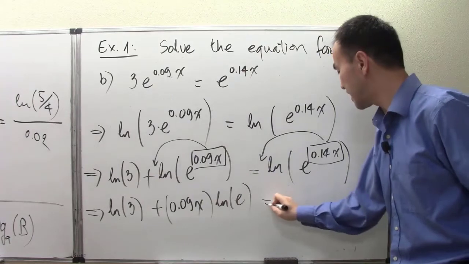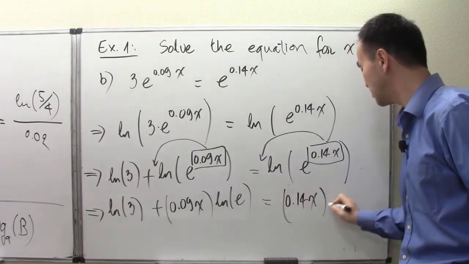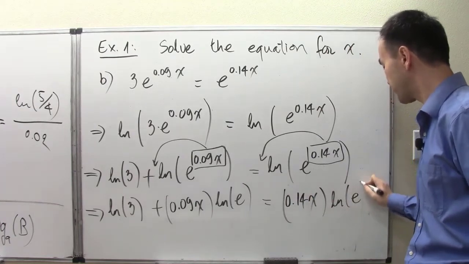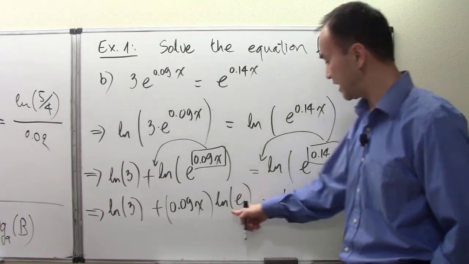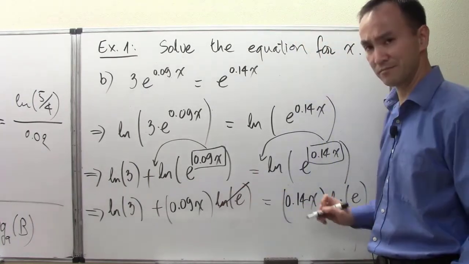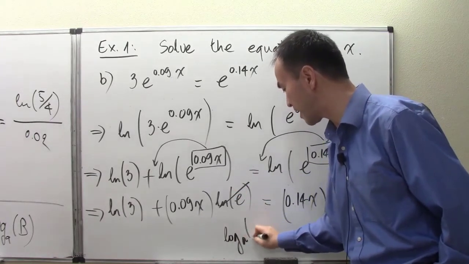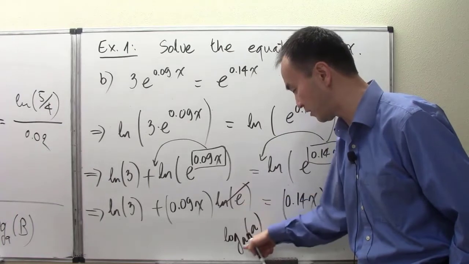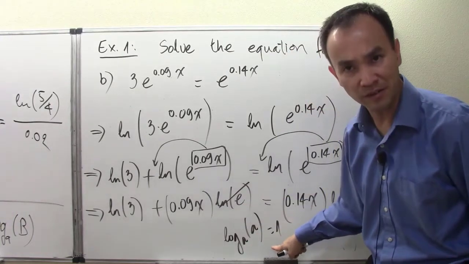The right-hand side becomes 0.14x, multiplied with the natural log of e. Now this natural log of e becomes 1. Again, this comes out because we have that property: log base a of a equals 1, so log base e of e is 1. That's just a reminder of those easy properties we've learned.